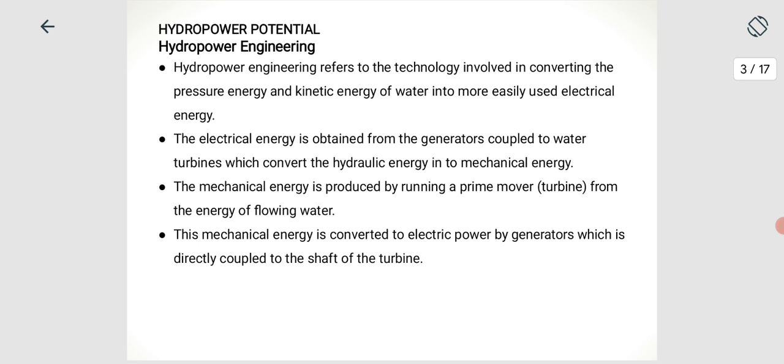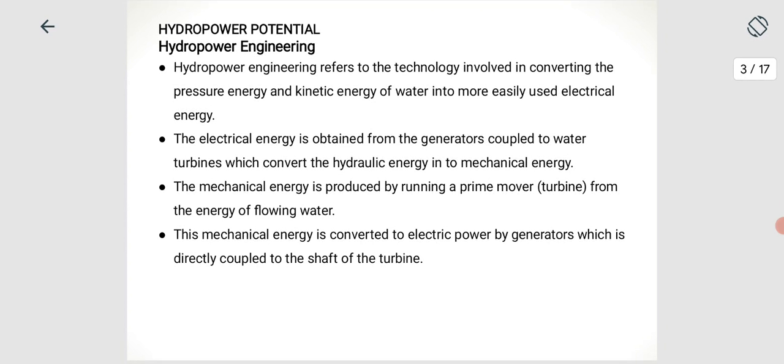Hydropower engineering refers to the technology involved in converting the pressure energy and kinetic energy of water into more easily useful electrical energy. So in this, the hydropower converts the pressure into kinetic energy, and kinetic energy will be converted into electrical energy. The pressure is applied to the turbines, so the turbine will rotate and convert it into electrical energy.